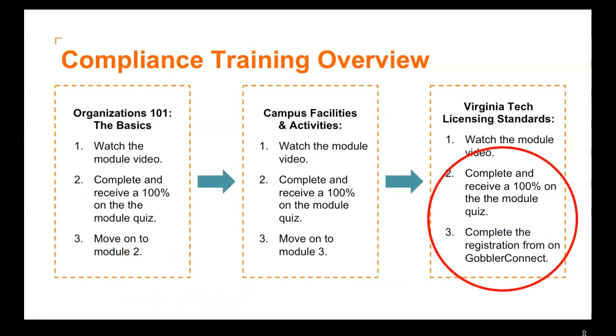Your final step is to complete the Module 3 quiz and receive a 100%. Once you have completed all 3 modules and module quizzes, you can submit your organization's registration form on Gobbler Connect. If you have any questions, please contact the source.